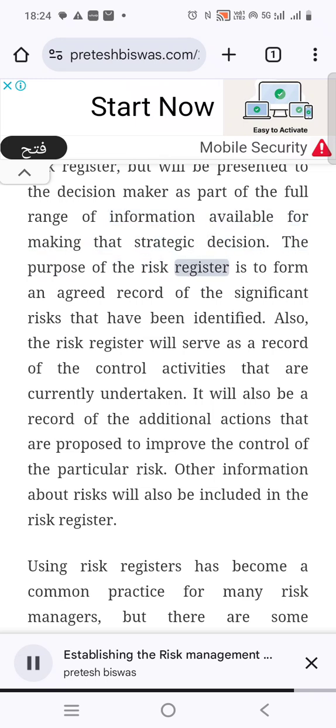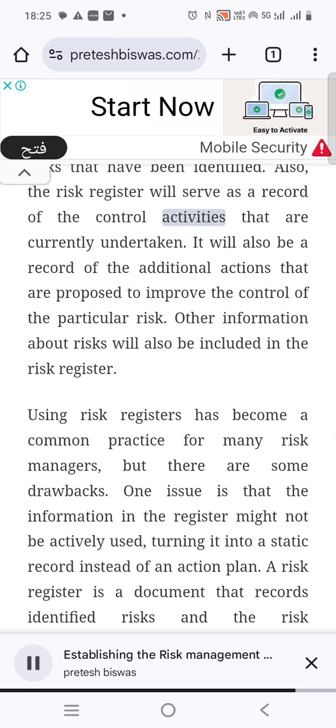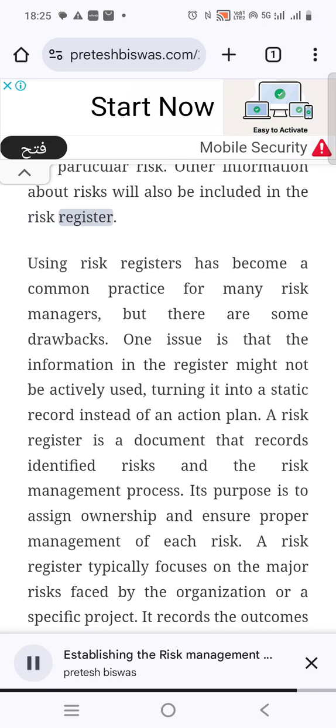The purpose of the risk register is to form an agreed record of the significant risks that have been identified. Also, the risk register will serve as a record of the control activities that are currently undertaken. It will also be a record of the additional actions that are proposed to improve the control of the particular risk. Other information about risks will also be included in the risk register.